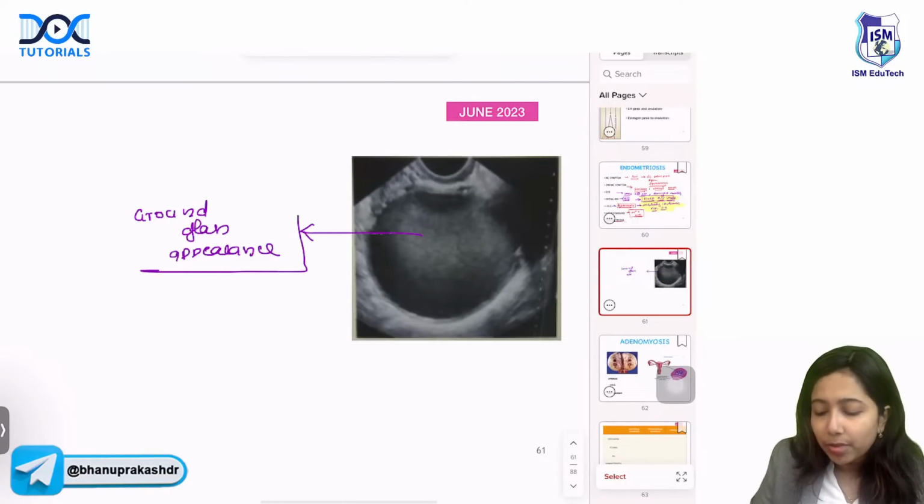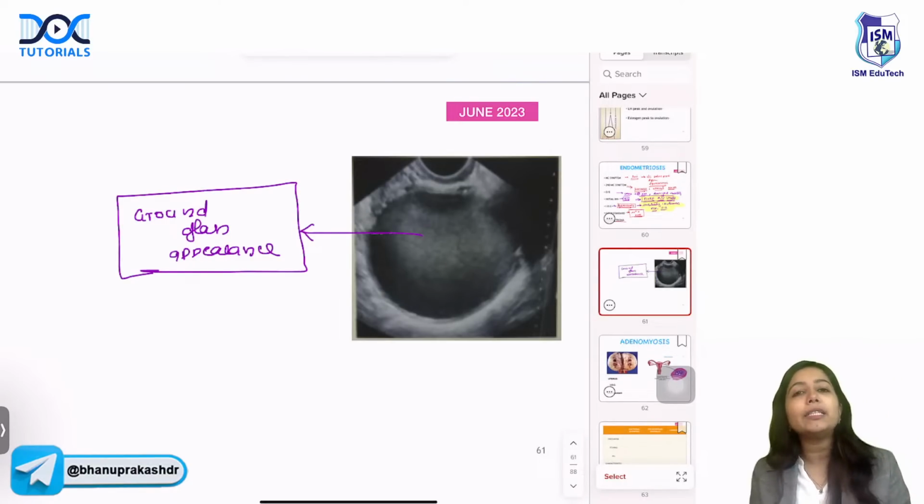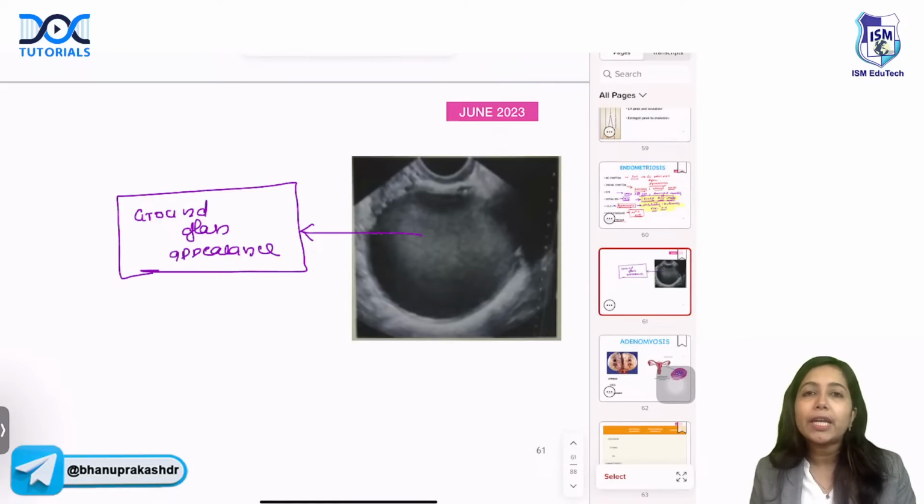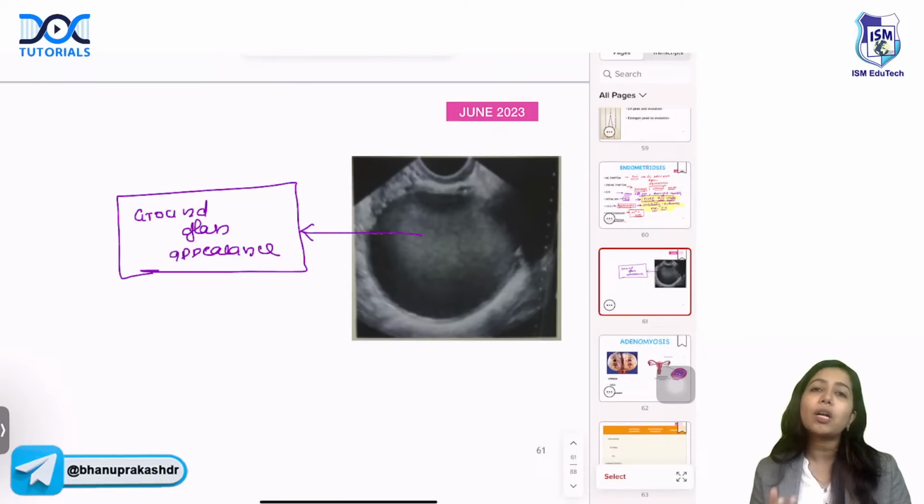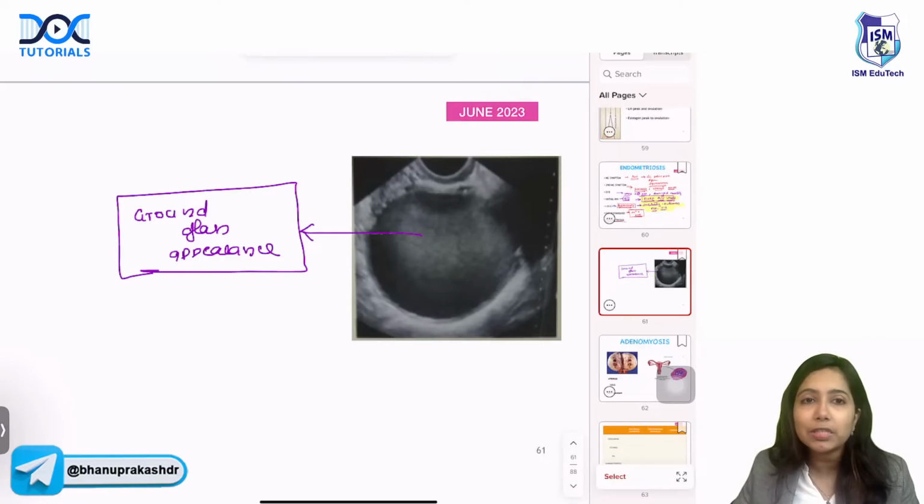This endometrioma is also known as chocolate cyst. This is basically due to the endometriotic deposits in the ovaries. There is a cyst that is forming in the ovary. This is known as the endometrioma or chocolate cyst. While we do the laparoscopy, once you rupture the cyst, you can see the chocolate colored fluid draining from it. This is the endometrioma or the chocolate cyst. Ultrasound feature is ground glass appearance.